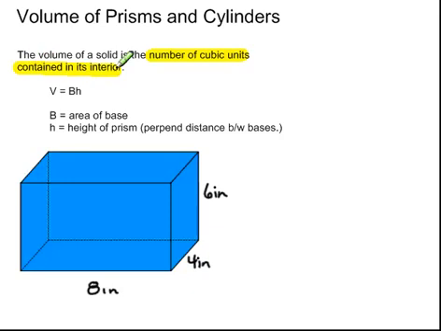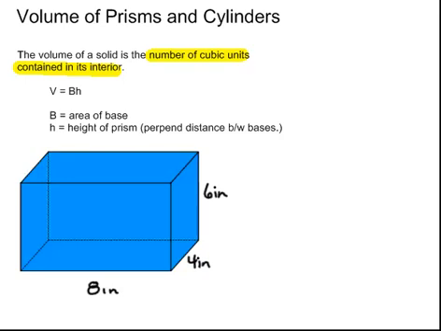We've been talking about area and surface area. Where area is two-dimensional, surface area, we can draw it into a net and it becomes two-dimensional as well. When we're talking about volume, it's the number of cubic units that are in its interior.